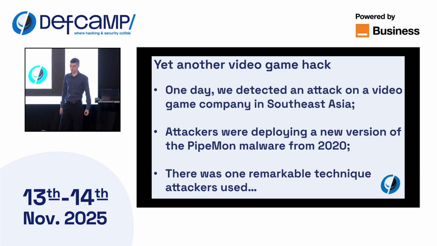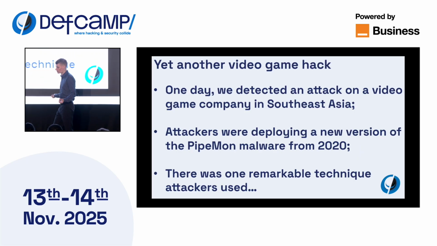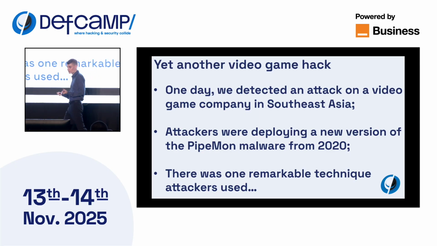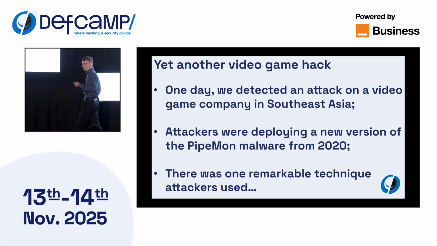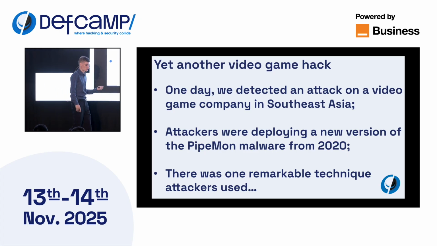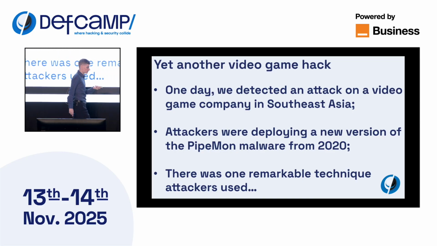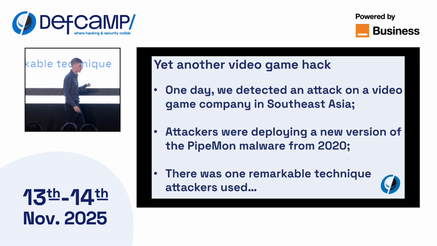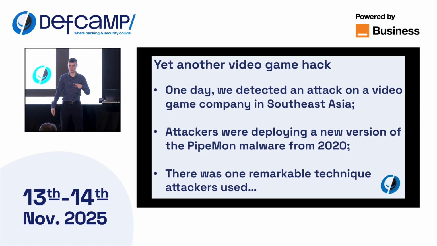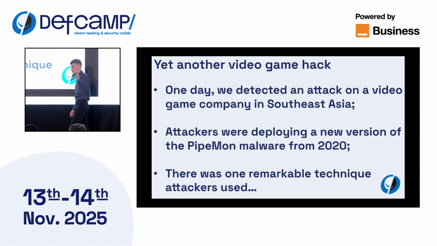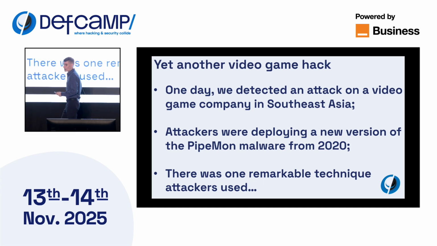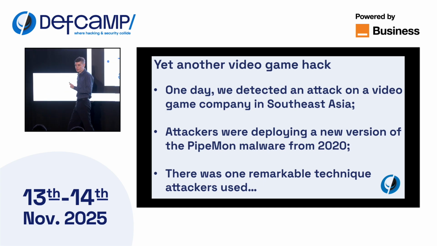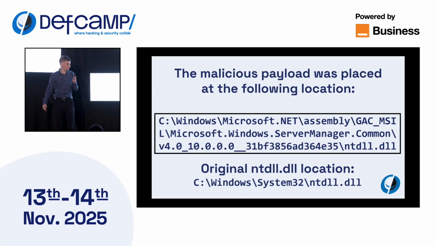And it was yet another infection of a video game company located in Southeast Asia. Luckily, the malware that attackers used was already well known. It was a malware called Pipemon, which was discovered by ESET in 2020. So it was just a new version of this malware, and ESET already attributed it to APT41. We agree with the conclusion, so the attribution and analysis was very simple. However, there was one remarkable technique that attackers used.